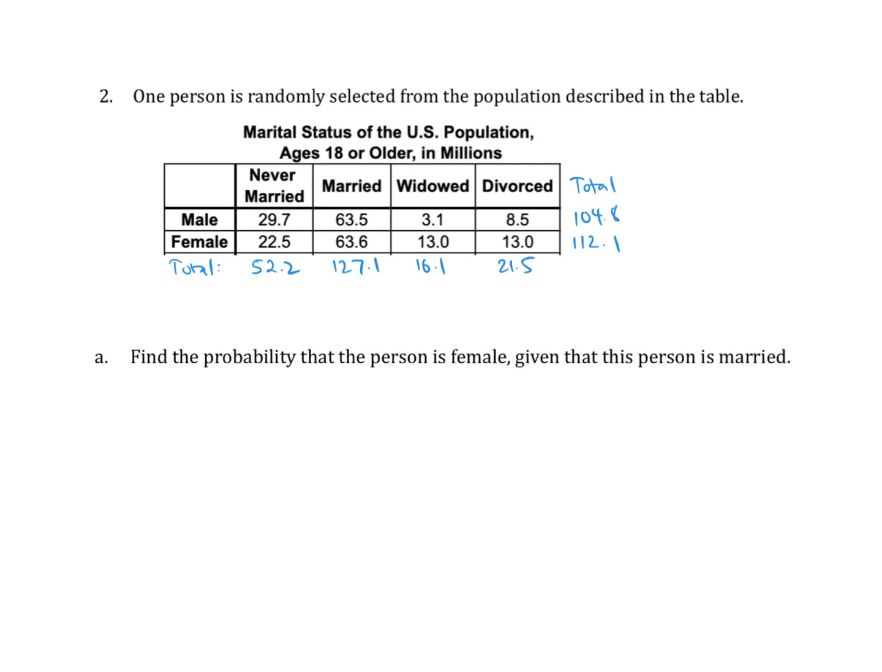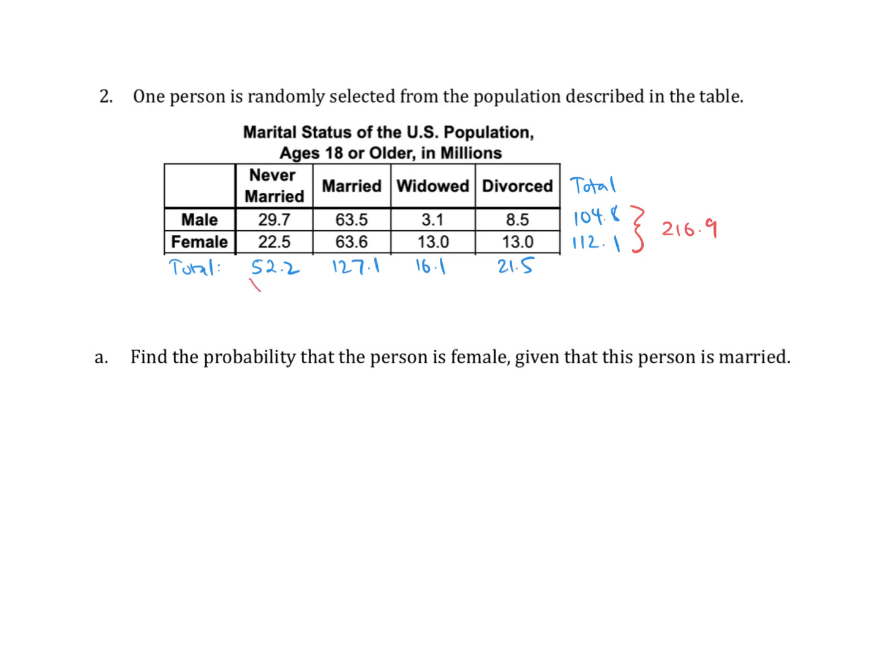In some tables, we need to also determine the total number of people represented in the table. If we were to do that, we don't actually need it in this problem, but just for your info, if we added up the males and the females, they would add up to 216.9 million, and that would be all of the people represented in the table.